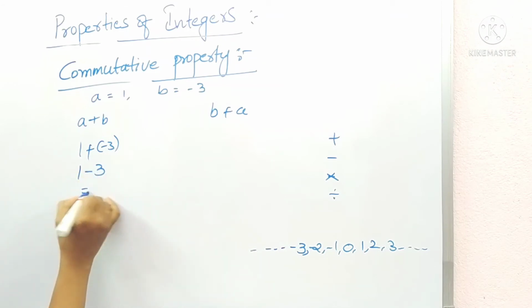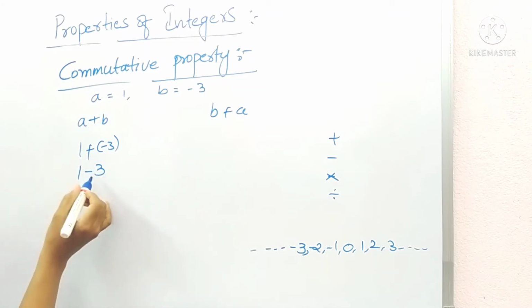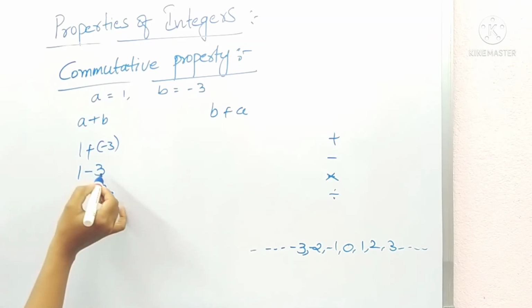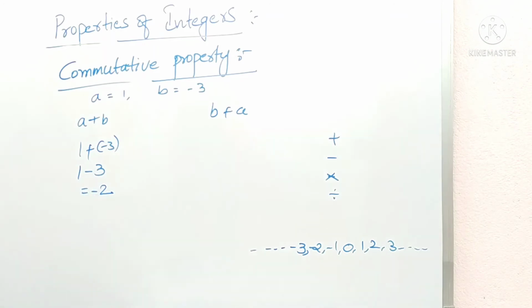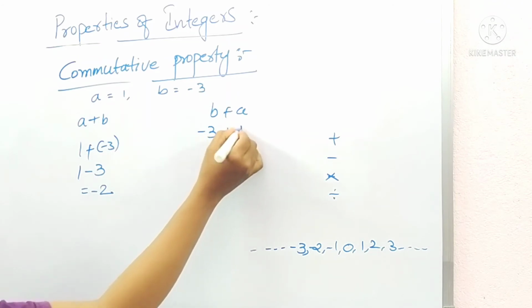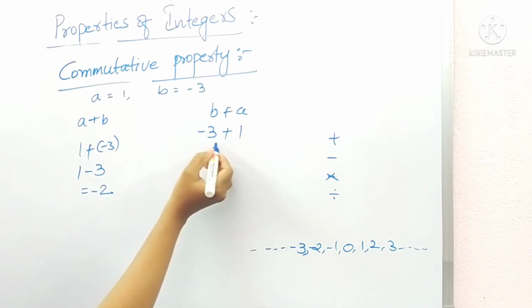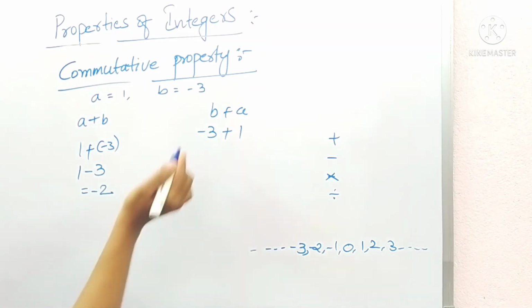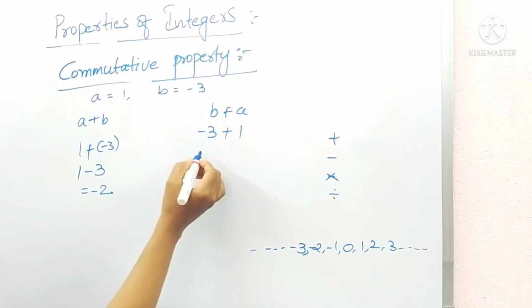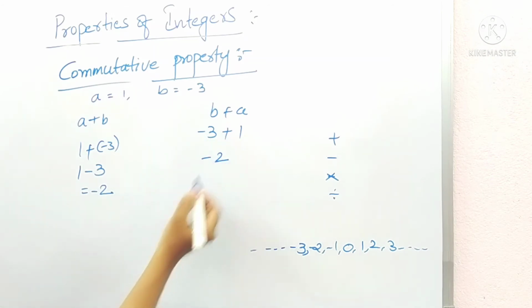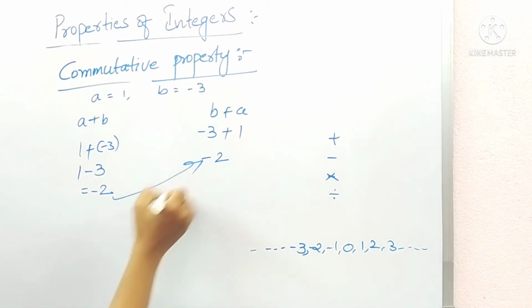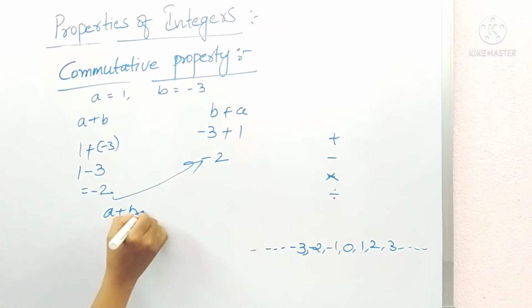So plus into minus is minus. In this case we have to subtract the small number from the big number, 3 minus 1 is 2, and the sign before the big number is minus. So this is minus 2, right? Similarly b plus a, minus 3 plus 1. Here the big number is 3, the small number is 1. The two numbers have different signs, so subtract the small number from the big number, 3 minus 1 is 2, and minus is there. So minus 2. If you observe, a plus b is equal to b plus a.